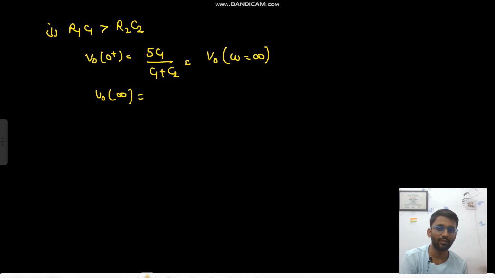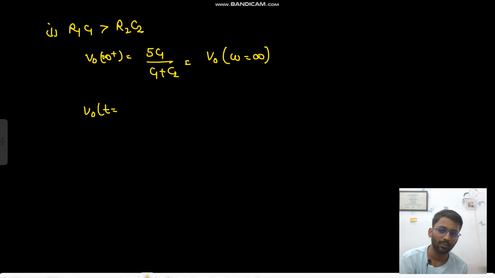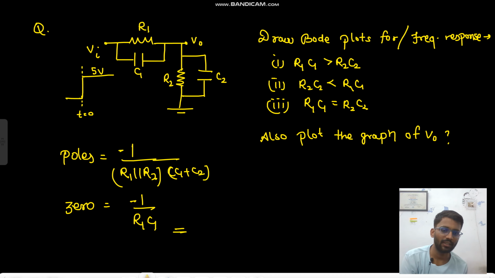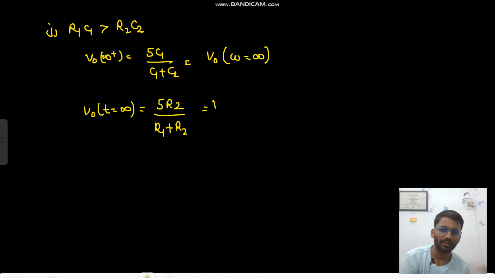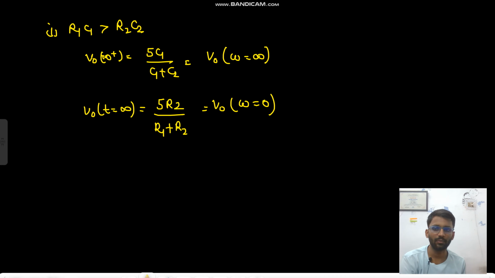Sorry, at t equals to infinity. This is the time t equals to infinity. So V0 at t equals to infinity will be 5 into R2 upon R1 plus R2. Why so? Because the capacitor will be open circuited. So 5 into R2 upon R1 plus R2, and this is V0 at zero frequency, right? Because in steady state we have zero frequency. Now the condition is R1 C1 is greater than R2 C2.